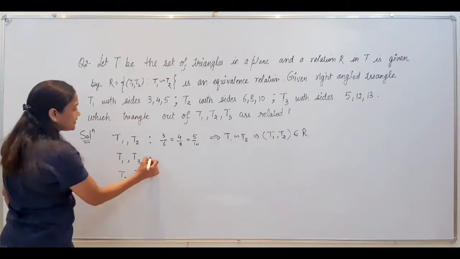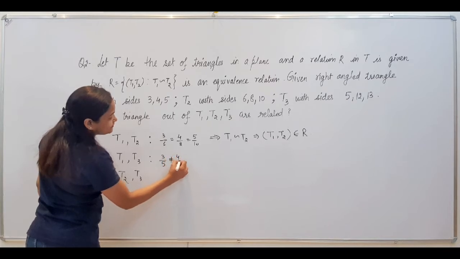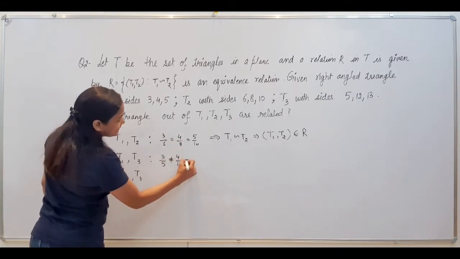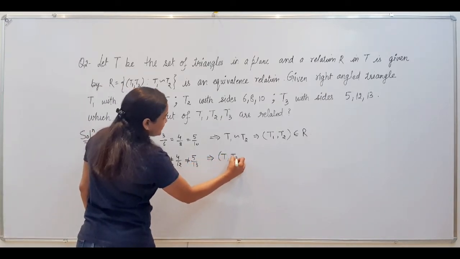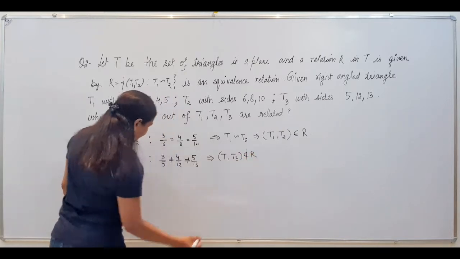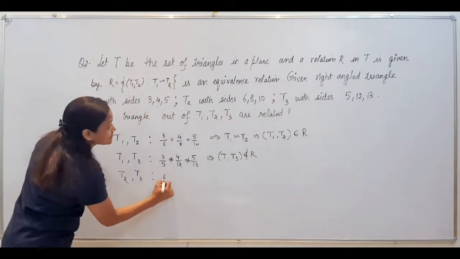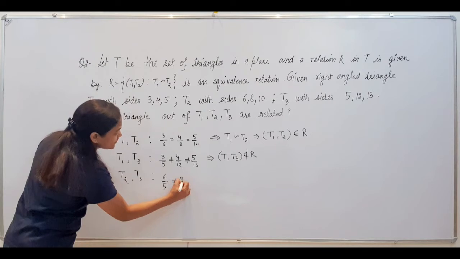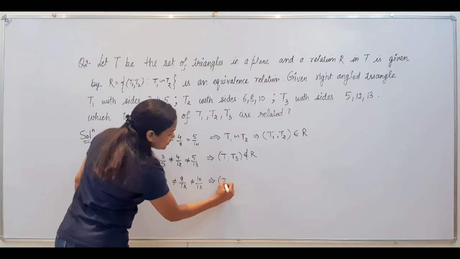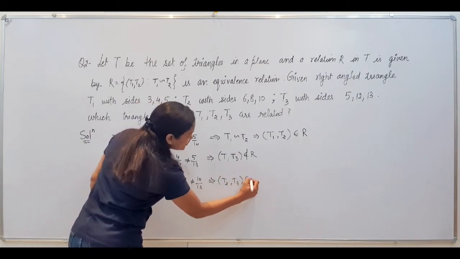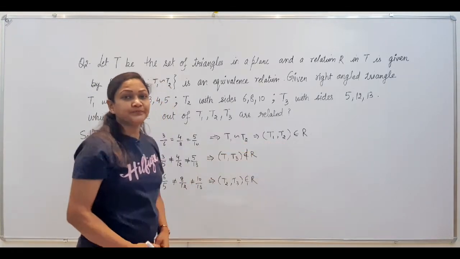The ratio of the sides of T1 and T3: 3/5 and 4/12 are not equal, and 5/13 they are not equal, so they are not related. T1, T3 does not belong to R. Similarly for T2 and T3, let us take the ratio of the sides. 6/5 is not equal to 8/12, is not equal to 10/13. That implies T2 and T3 are also not related. So only T1 is related to T2.